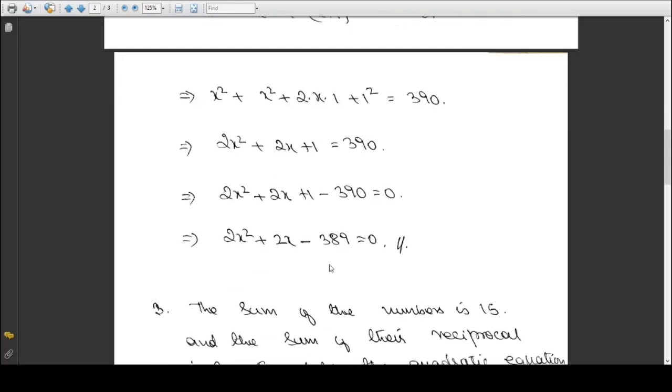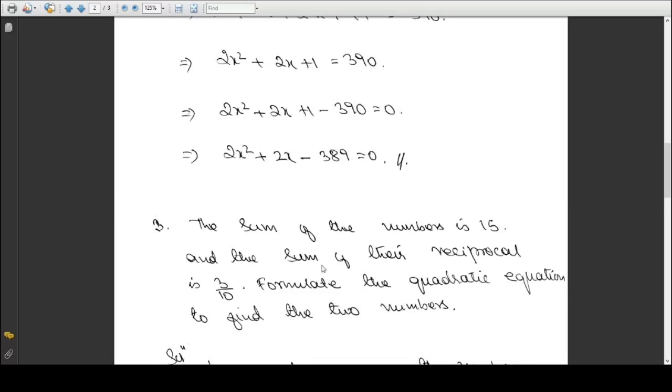Okay, now we'll move to the next one, number 3. The sum of the numbers is 15 and the sum of their reciprocals is 3 by 10. Formulate the quadratic equation to find the two numbers.